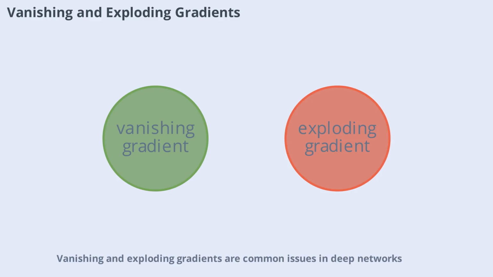Vanishing and exploding gradients are common issues in deep networks. When gradients become too small, learning slows down or stops. When they become too large, updates become unstable. Techniques like normalization and gradient clipping help address these problems.